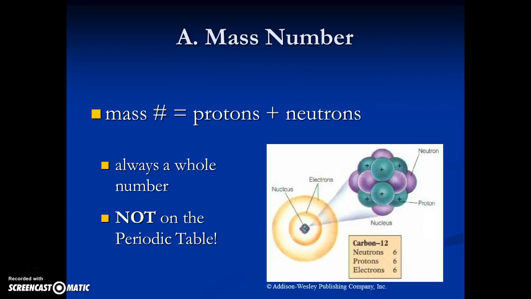Now we can always look up on the periodic table and determine how many protons a carbon atom has. We know it has 6. So we simply take the mass number minus the number of protons, and that'll tell us the number of neutrons. We also know that the number of electrons is going to be equal to the number of protons. So that's also going to be 6.